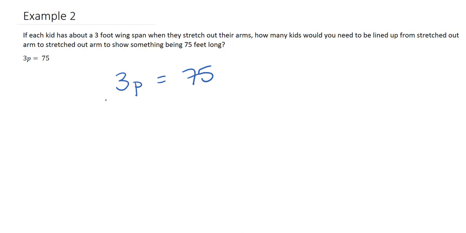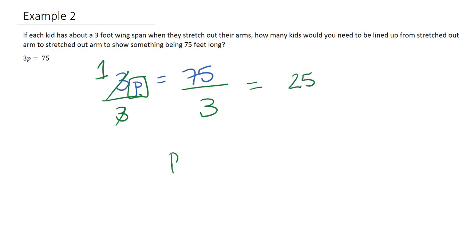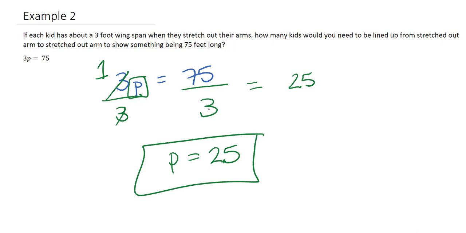If we divide by 3 on both sides, this just becomes 1. Then we're left with p all by itself on one side. Now 75 divided by 3 is equal to 25. So p is equal to 25. We didn't have to pull out the calculator because I was thinking about it in terms of quarters: 3 quarters is equal to 75 cents. So 75 divided by 3 would be equal to 25. Let's look at another example.